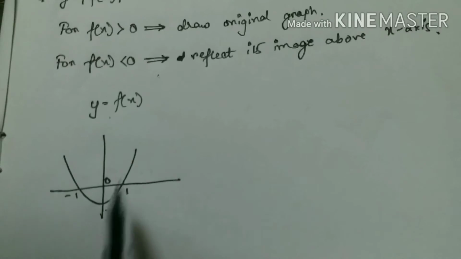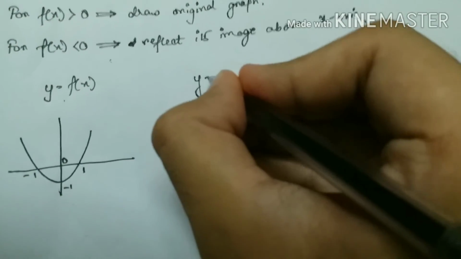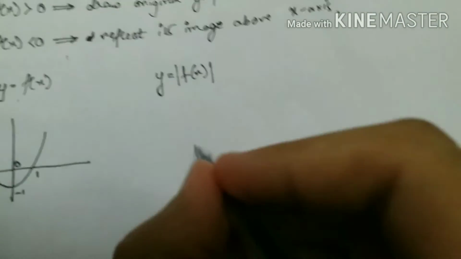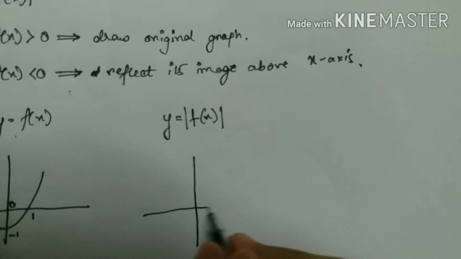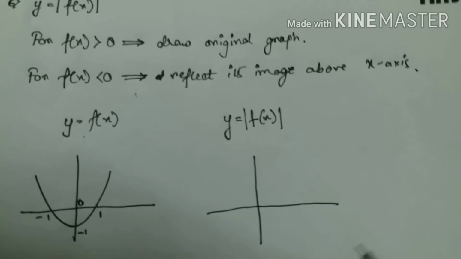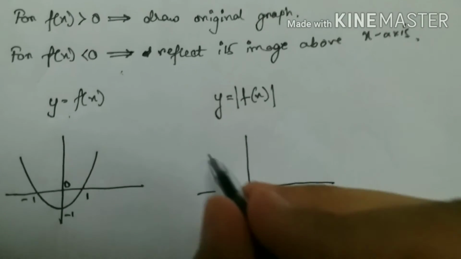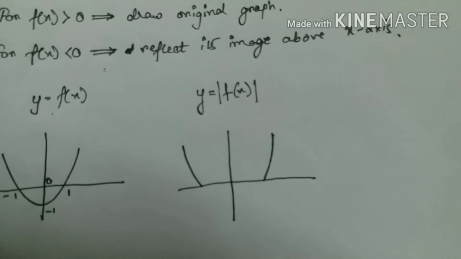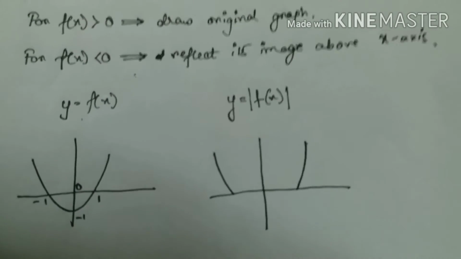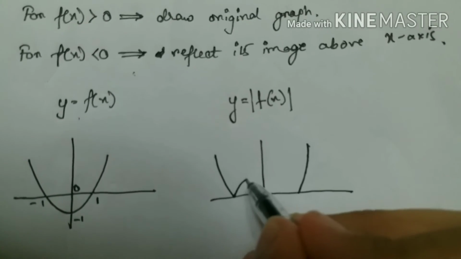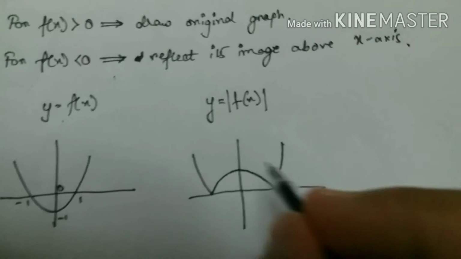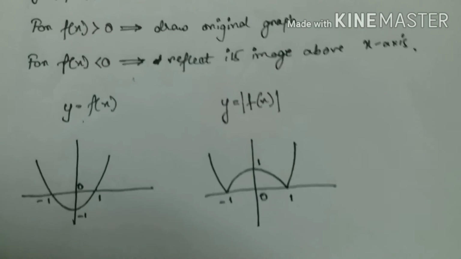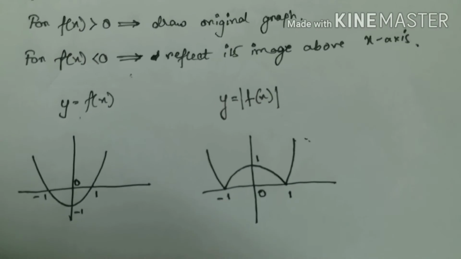Y is equal to fx. The graph is this one. You are asked to draw the graph of y is equal to mod of fx. Okay. How will you draw it? Let's draw it here. For fx greater than 0, draw original graph. So for fx greater than 0, we are drawing as it is. Now the part which is below x-axis, we will take its image above x-axis. So this part we will just take its image. And this becomes 1. This as usual minus 1, 1, 0. So this is the graph of y is equal to mod of fx.